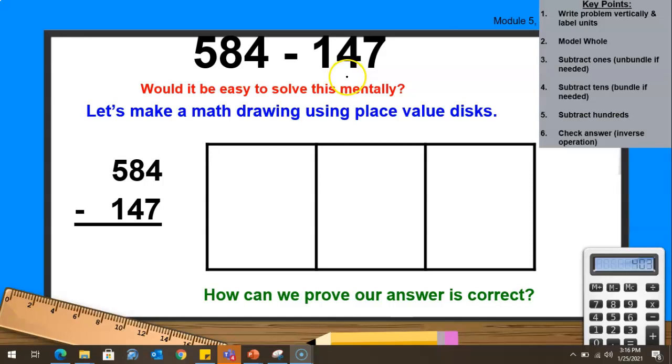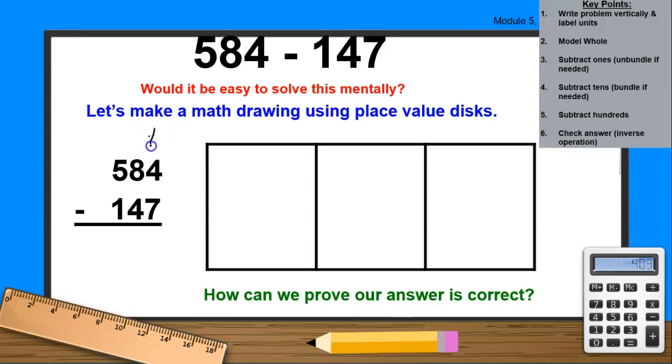584 minus 147. Would it be easier to solve this problem mentally, boys and girls? Oh my goodness, no! We can't keep all those numbers in my head. It will be confusing. Oh, boys and girls, part of your job as a student is to know which tools make your work easier. And vertical form is an excellent choice for a problem like this. So the first key point is write the problem vertically. They already did it here for us. So I'm just going to label ones, tens, and hundreds.